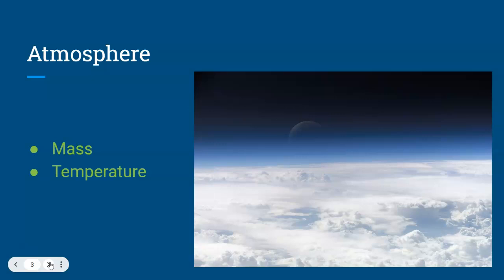Mass and temperature are why we have an atmosphere. Mass gives gravitational pull on gas molecules, and the planet temperature gives molecules a higher speed to escape. Our atmosphere gives us oxygen to breathe and allows us to put out carbon dioxide for plants. The atmosphere also protects us from the sun's rays.